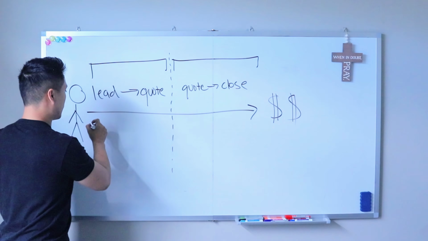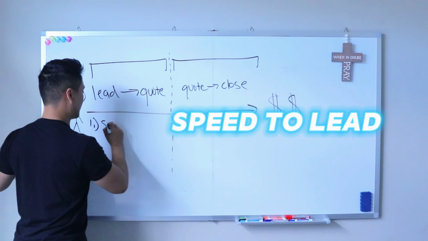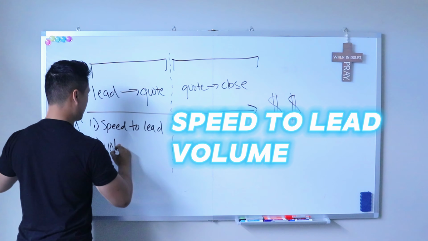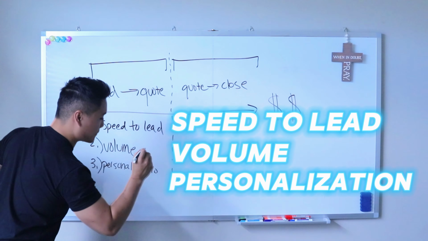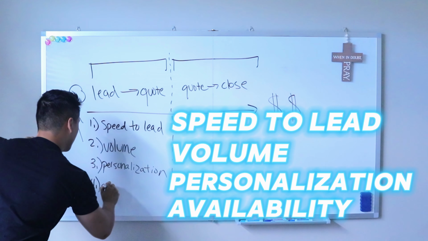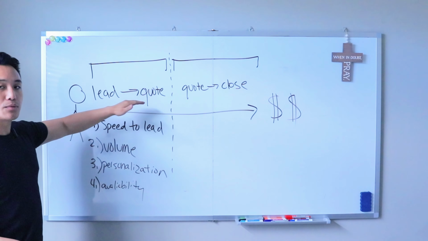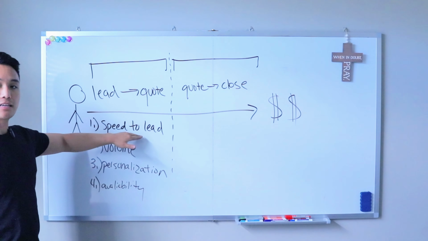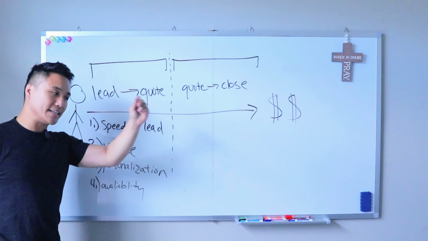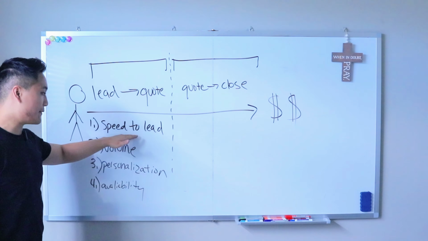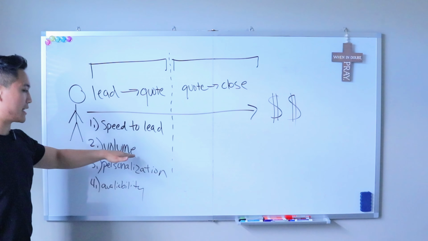Now, if the lead to quote is not happening, chances are these are the things you have to fix. 1 is speed to lead. Number 2 is volume. Number 3, personalization of the follow-ups. And 4 is availability. So to increase your lead to quote ratio, you have to reach out to your leads in under 5 minutes. So we have to gauge what is the metric that's currently happening. If it's under 5 minutes already, we move on to the next part.